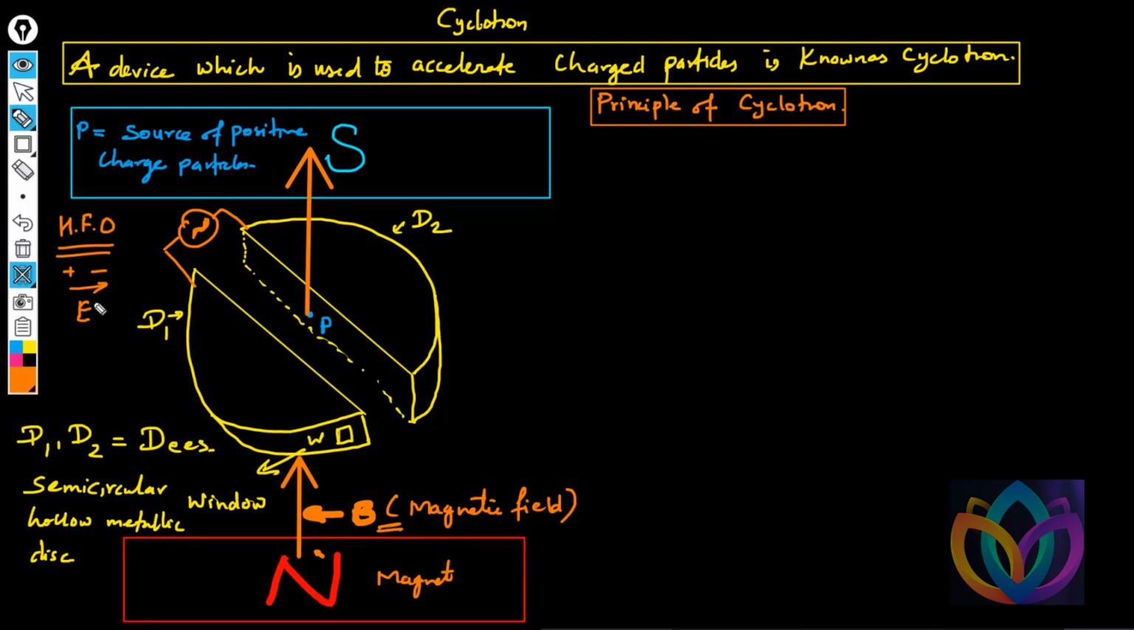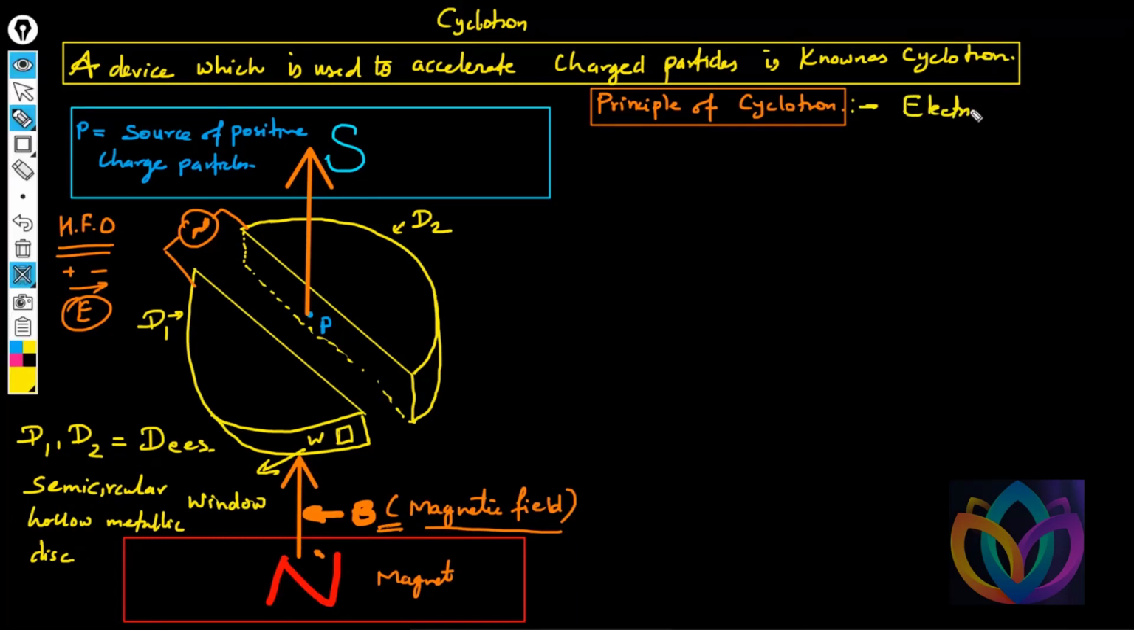The electric field, which we are using here because of the high frequency oscillator, is utilized to accelerate the charged particle. Again, I'm repeating, the electric field in the cyclotron is used to accelerate the charged particle, while the magnetic field provides circular motion. We know that whenever the velocity is perpendicular to the magnetic field, the motion of the charged particle will be circular. So is it clear what is the principle of cyclotron?